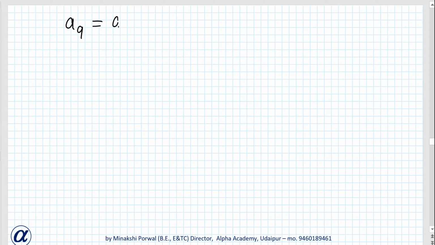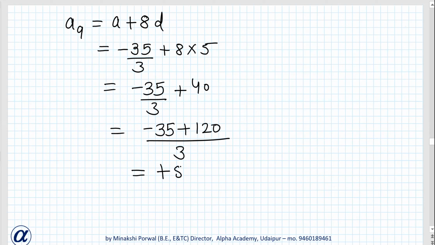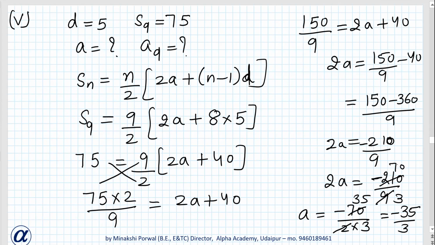A9 equals A plus 8D. A is minus 35 upon 3 plus 8 into D, which is 5. That is equal to minus 35 by 3 plus 40. That is minus 35 plus 120 upon 3, so plus 85 upon 3. This will be A9. So A9 is this and A is this. These are the two answers. If anybody is copying, you can note it down.